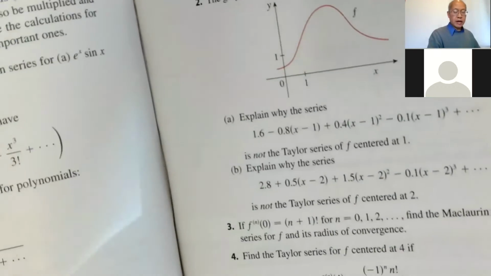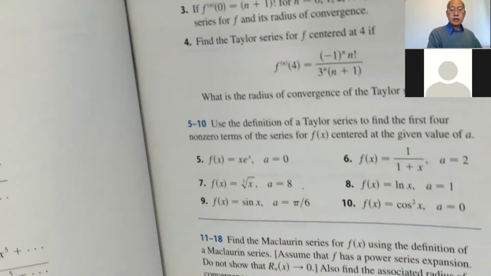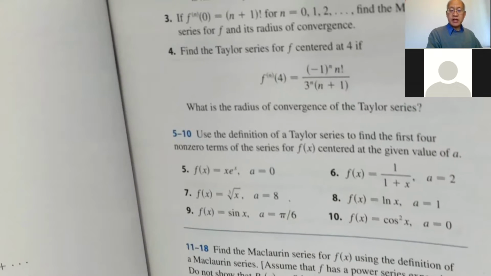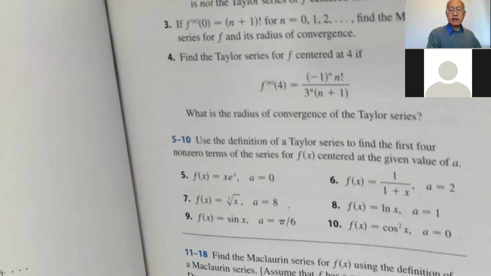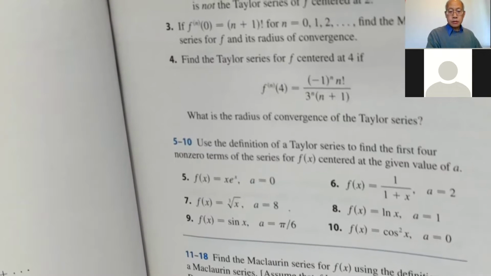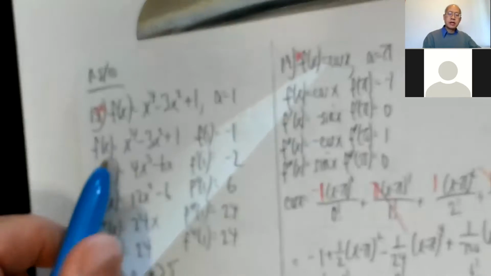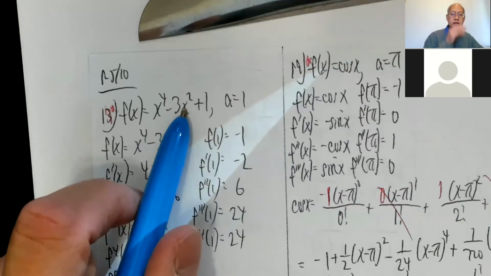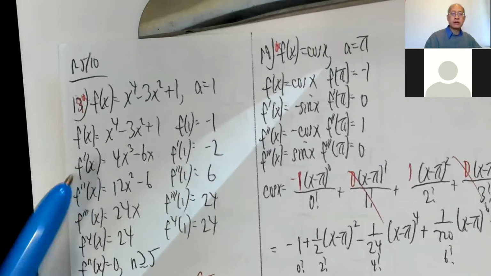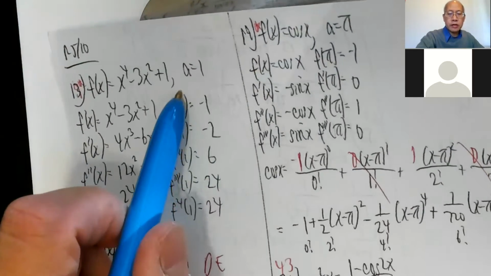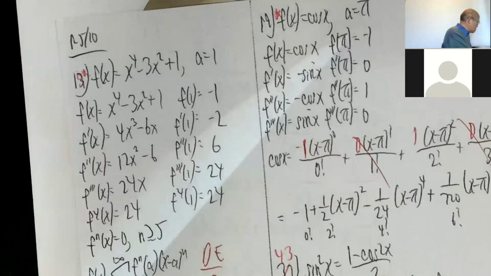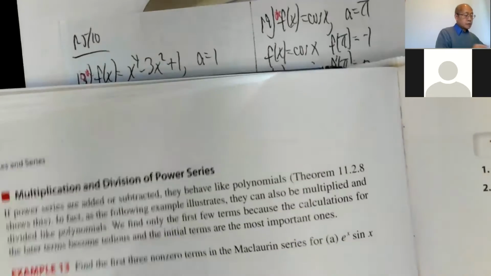Okay, so now I'm going to do some Taylor series where you're not centered at 0, you're centered somewhere else. So 5, 7, 9, they give you an a that tells you where you're centered. Okay, first one I'm going to do is actually not from our text, it's 13 star. It was from the previous edition. f of x equals x to the fourth minus 3x squared plus 1, centered at a equals 1. So that's the case where I'm doing this one for the first time.